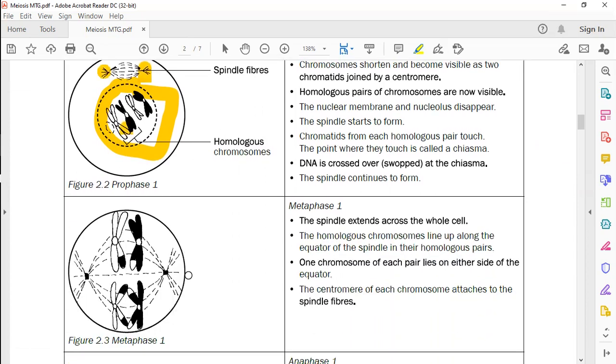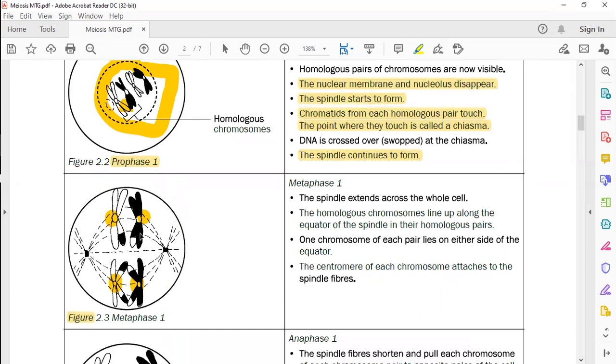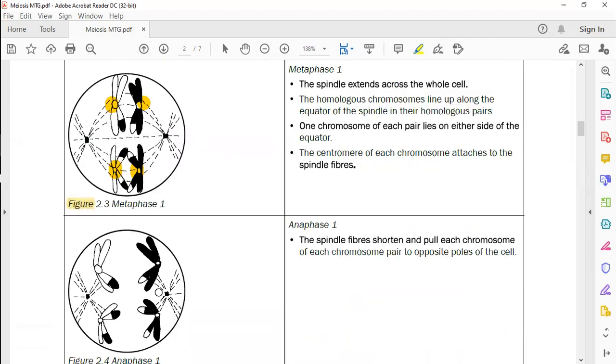The spindle fibers then attach to each of the centromeres. There we see them. They attach to the centromeres and they pull the chromosomes into the center, into pairs. And so that's how I know it's metaphase one, because it's homologous pairs on the equator. And then we go to anaphase one, and the pairs get pulled to each side.